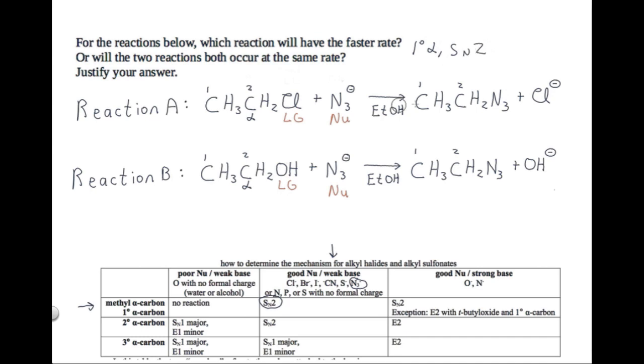So which of these would be a faster SN2 mechanism? Well, it doesn't help to compare the nucleophiles because both reactions have the same nucleophile. It doesn't help to compare the alpha carbons because both reactions have a primary alpha carbon. Instead, we need to compare the leaving groups. And as we already mentioned, we should already know that chlorine is a good leaving group, and this OH group is a bad leaving group.